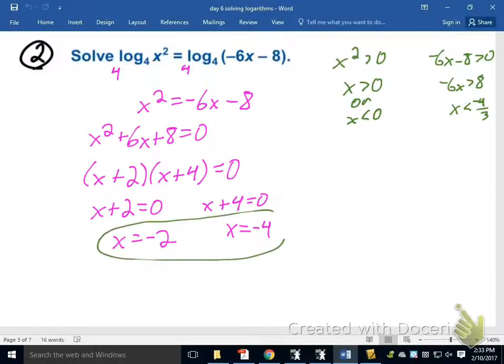Again, you could just check them in your calculator by actually taking the answers, plugging them into the original problem, and making sure it works out. The calculator will tell you error if it's a value that doesn't meet that condition where it's taking the logarithm of a negative. Both of these worked.